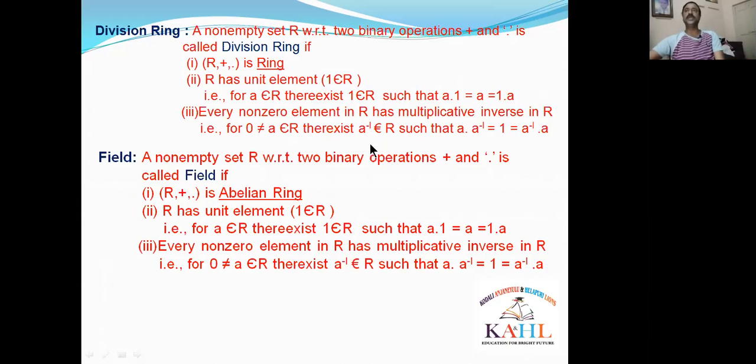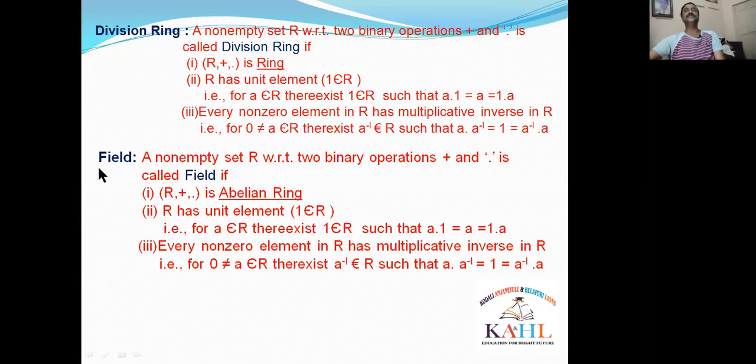Okay? Right. The first one is (R, +, ·) is a ring. The second one is R has unit element. The third one is every non-zero element in R has multiplicative inverse. If a non-empty set R satisfies these three conditions with respect to the operations plus and dot, then that R is said to be a division ring. Okay, right?